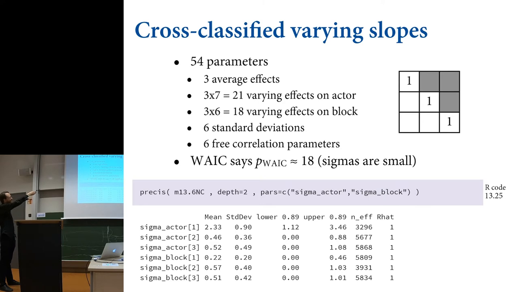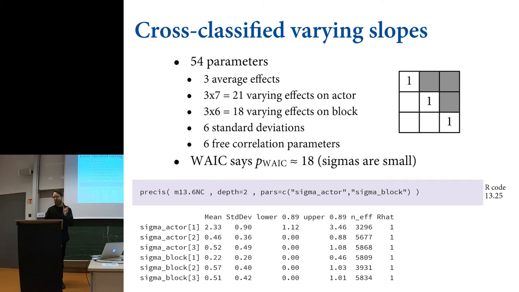So, 6 standard deviations and 6 free correlation parameters. If you're classically trained or you've had a standard statistics education, which is fine, there's nothing wrong with that. The only thing that's wrong with it is you sometimes get the wrong intuitions about these models. One of the mistaken intuitions is, oh my God, there's 54 parameters, you're going to overfit. No, the parameter count doesn't tell you your overfitting risk. It doesn't, because we have priors.